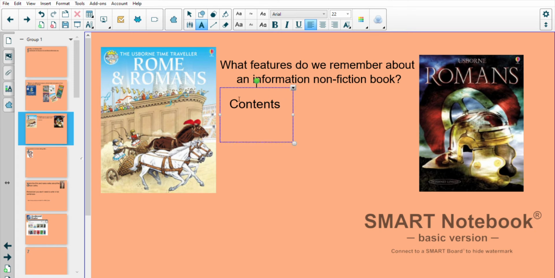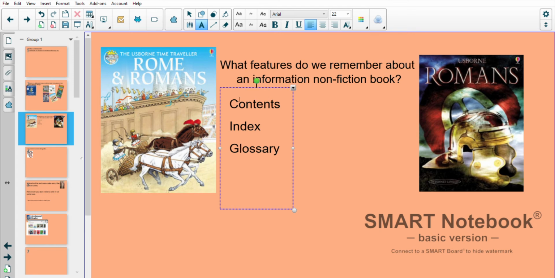Okay, we then got the index. The index you find at the back of the book, and these are keywords. If you want to find out about a chariot, you go to the back in alphabetical order and it'll tell you what page the chariot is on. And then you've got the glossary. If you're not sure what a word means, sometimes they are in bold. It'll tell you that that word is in the glossary and it'll give you a definition, which is another word for saying what that word means.